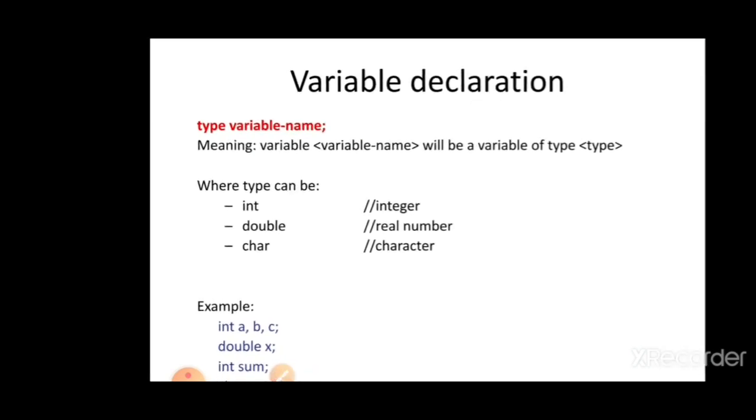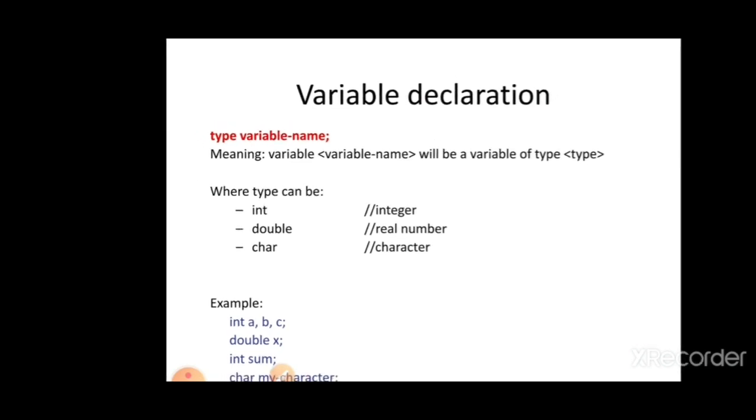We can see integer, double, character. These are the data types. When we declare a variable, you have to give your variable a data type. Integer means whole number, double means double digit number, character means it will hold only letters.